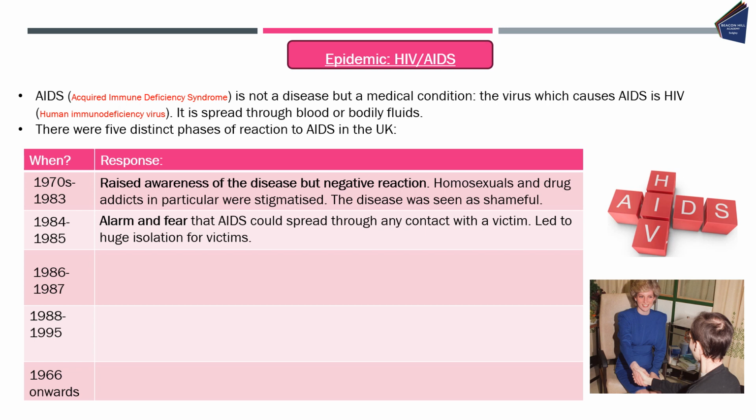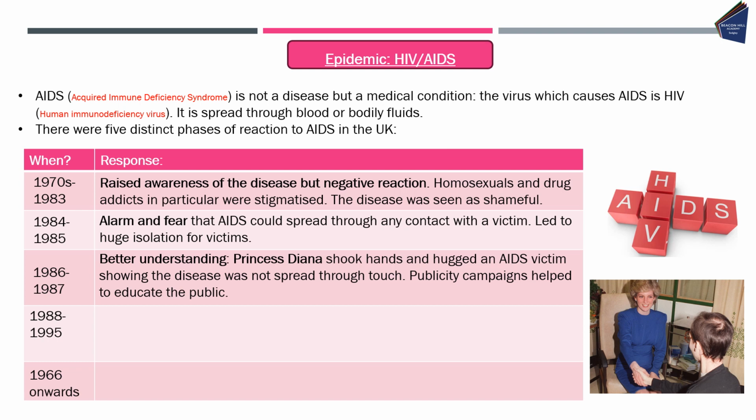This led to huge isolation for victims, causing huge mental health issues as well as suffering from the disease. Between 1986 and 1987, there was a better understanding. Lots of you, I know, in lesson will have seen this image here, where we have Princess Diana shaking hands and hugging an AIDS victim, showing the disease was not spread through touch.